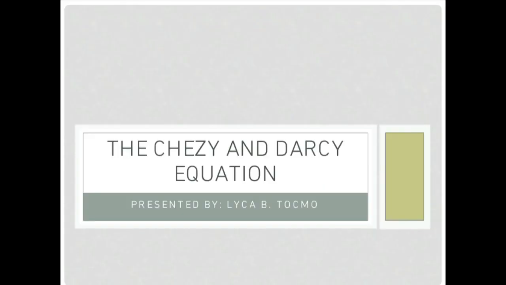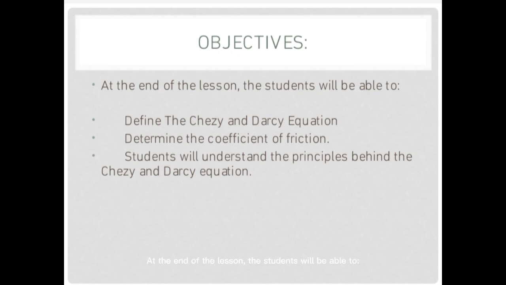And now let's proceed to our next lesson, which is the Chezy and Darcy equation. Before anything else, what do you think our lesson for today is? Yes, our lesson for today is the Chezy and Darcy equation. Objective: at the end of the lesson, the students will be able to define the Chezy and Darcy equation, determine the coefficient of friction. Students will understand the principles behind the Chezy and Darcy equation.